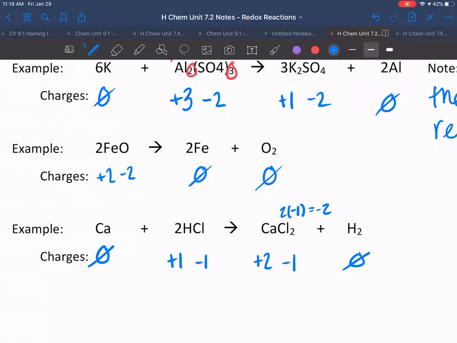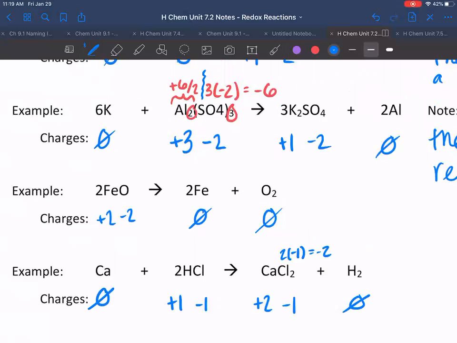So any questions on this kind of review/application? Yeah, go ahead, Evan. So on like the 3K2SO4 thing, how'd you get -2? You'd look that up in table E, because SO4 is a polyatomic ion. Any other questions? Okay.